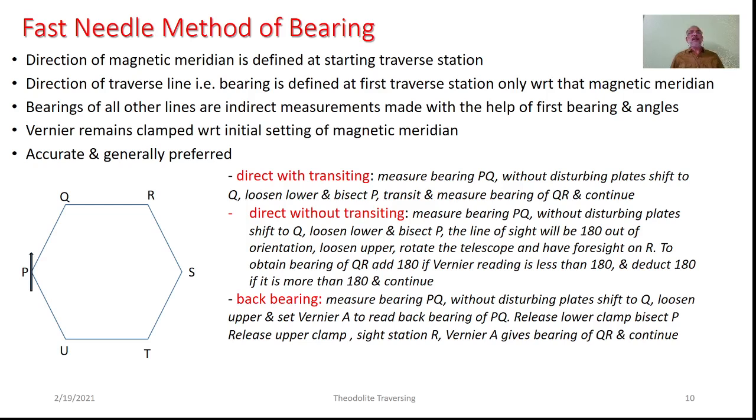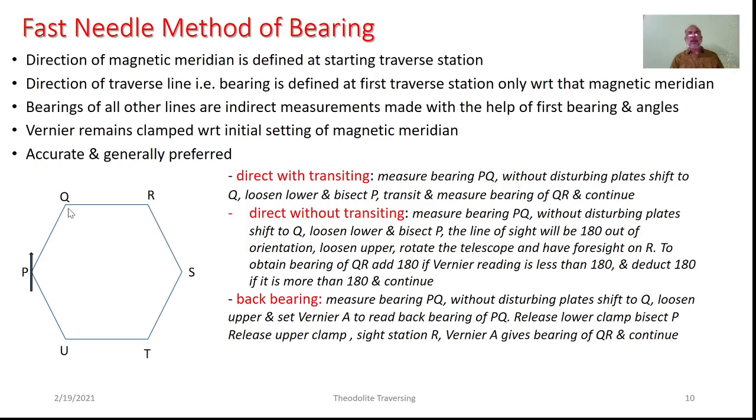In order to facilitate traversing by fast needle method, one can follow different approaches. Say, for example, the first approach is direct with transiting. So in this case, let's assume that we have started the work from station P. We have defined the magnetic bearing for line PQ. As such, we have measured the magnetic bearing of this particular line PQ with respect to the magnetic meridian that is defined at station P. So without disturbing the plates, it is expected to shift the equipment to station Q.